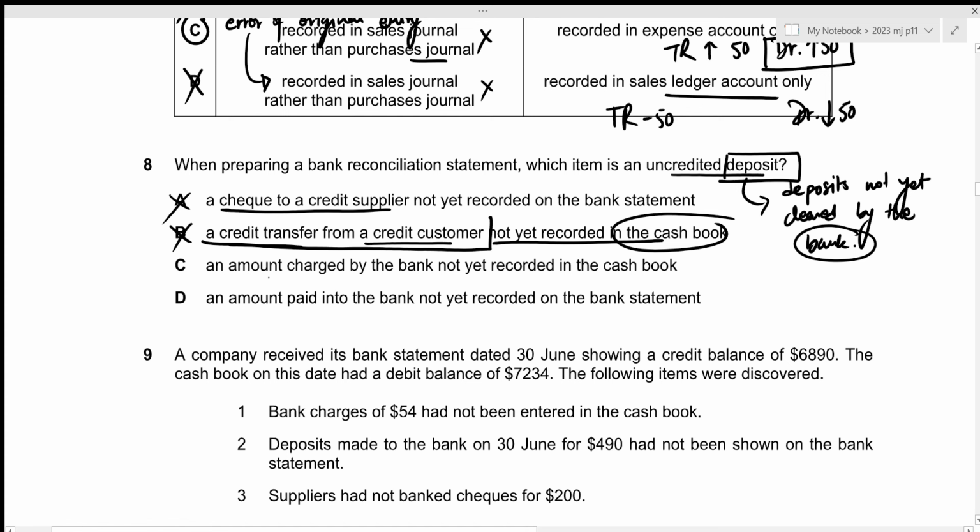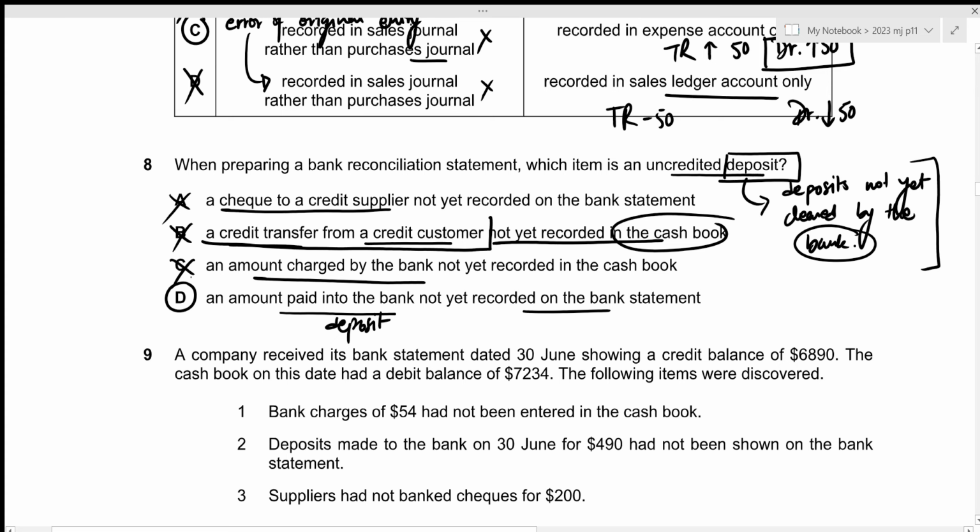The third one is an amount charged by the bank. The amount charged by the bank would mean a payment, but we're talking about a deposit. This is incorrect as well. And the fourth one is an amount paid into the bank, which is the deposit, not yet recorded on the bank statement, which means that this is the amount not yet cleared by the bank, which is what we're looking for. So that's the correct answer.